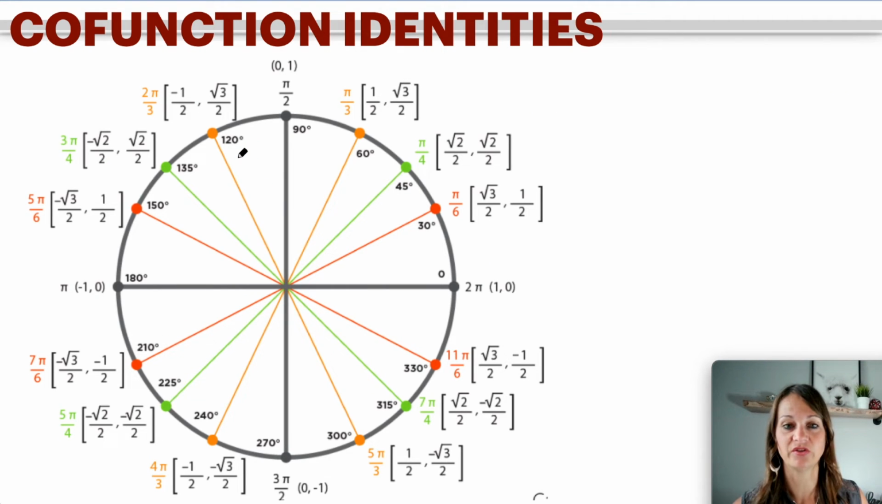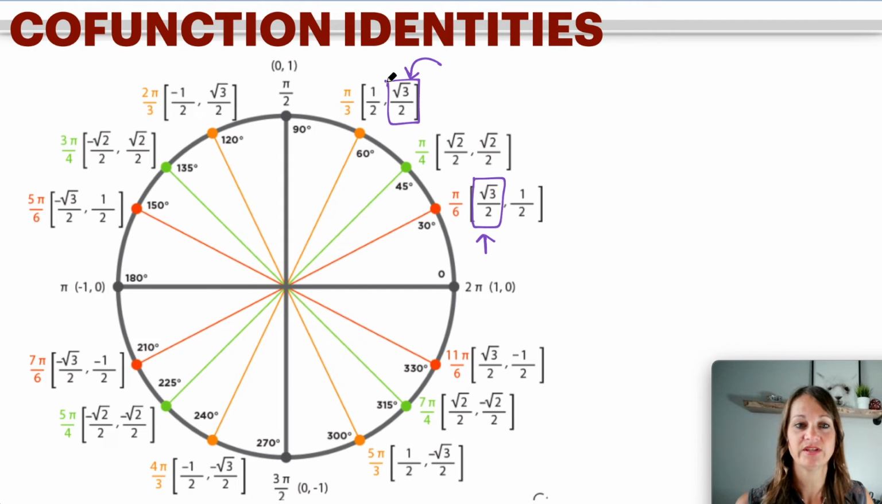Now there is also something called the cofunction identity. Cofunction is basically where you can manipulate a sine function to output a cosine function. If you notice, for example, that the x value is square root of 3 over 2 at 30 degrees, but at 60 degrees, it is the y value. So there's a way we can make a cosine become a sine function and output that exact same value.